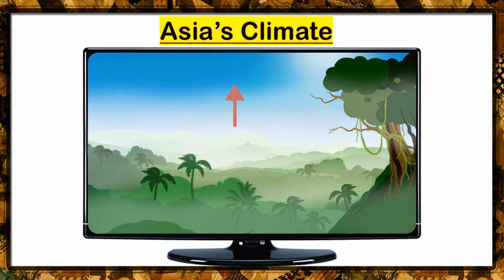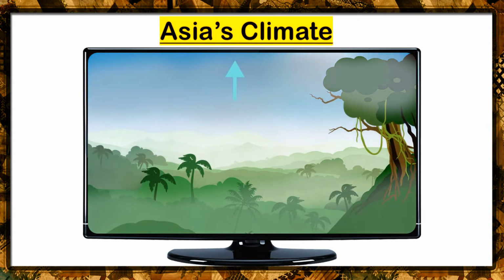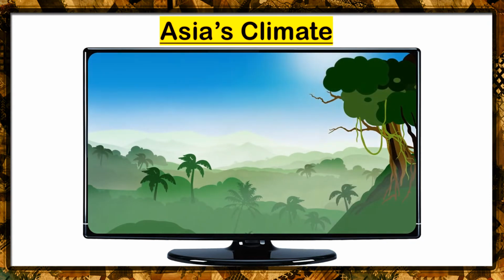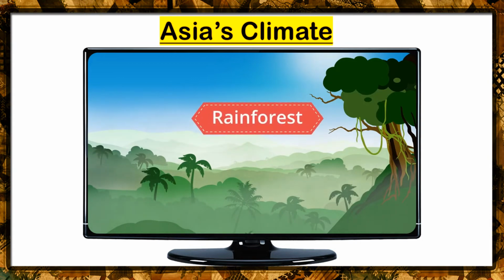Higher up, the air gets cooler. The water vapor becomes small droplets. It starts to rain, which it does almost every day. So, near the equator, it's not only warm, it's humid too. The forests are green and dense and are called rainforests.